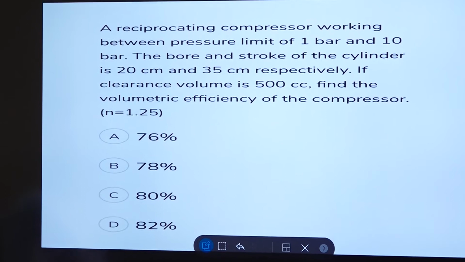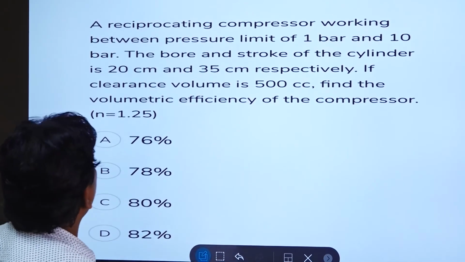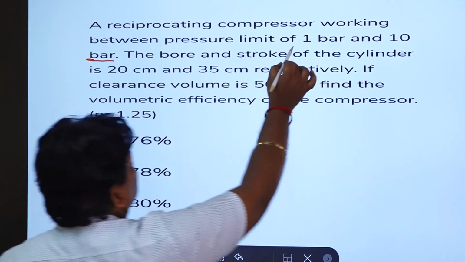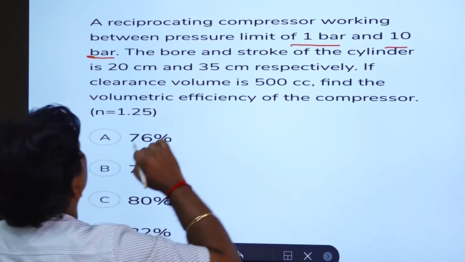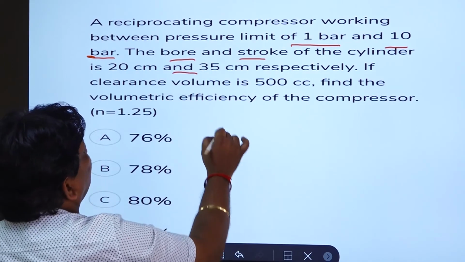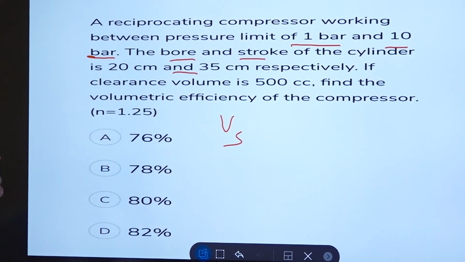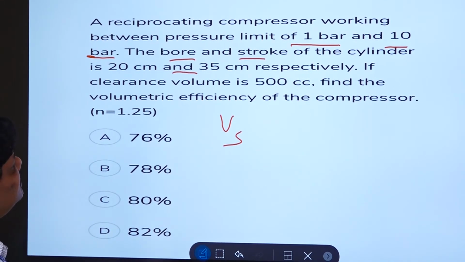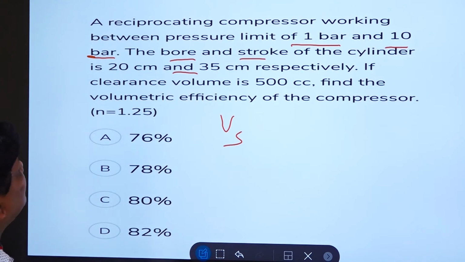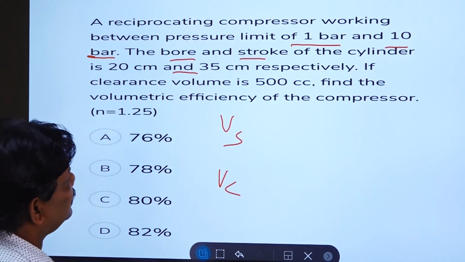The next one is a reciprocating compressor working between the pressure limits of 1 bar and 10 bar. So the pressure limits are given to you, the bore and the stroke. Okay, so this is to find the bore. If bore and stroke are given to you, then it is used to find the value of this Vs. Then if the clearance volume Vc is also given to you, find the volumetric efficiency.